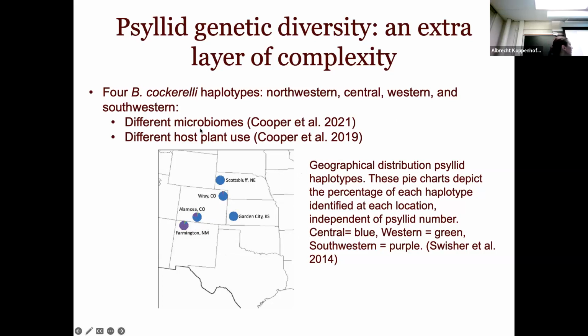They also have different microbiomes for people who like microbiomes. They have different plant usage. They may have different transmission. So we can keep adding levels of complexity, but we are working very simple. One haplotype is more than enough for us. But there's more to be done with this system.